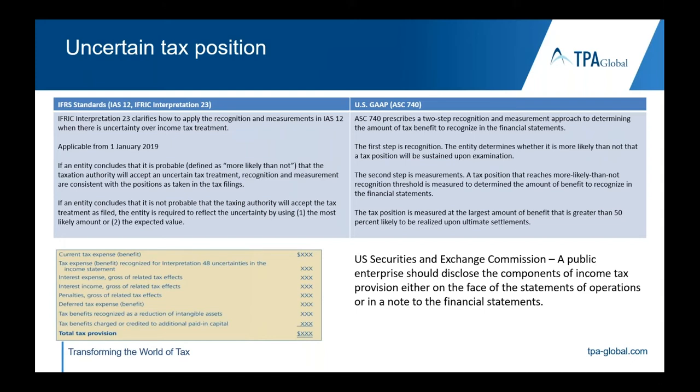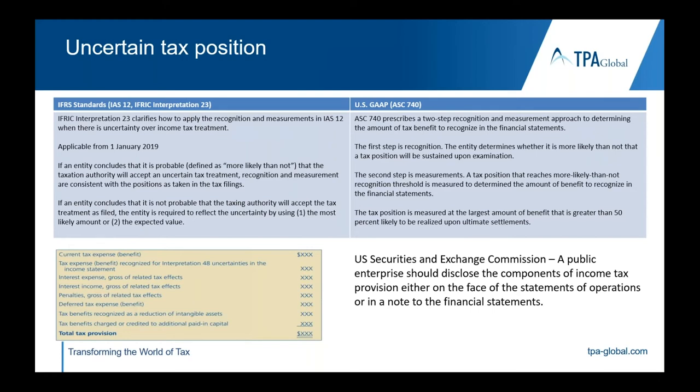IFRIC 23 came into place effectively as from January 1st, 2019. If you then subsequently look at US GAAP, unlike IFRS, US GAAP has specific guidance on the accounting for uncertainty in income taxes. And unlike IFRS, the benefits of uncertainty in income taxes are recognized only if it's more likely than not that the tax positions are sustained or are sustainable based on their technical merits.